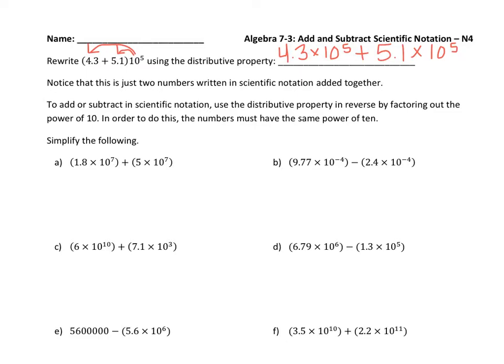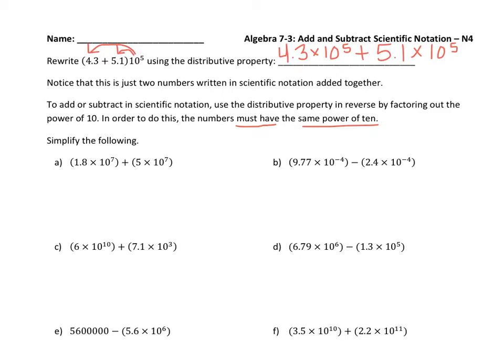To add or subtract in scientific notation, we can use the distributive property in reverse by factoring out the power of 10. In order to do this, the numbers must have the same power of 10. So let's take a look at letter A. Simplify the following. And I'm going to add the instruction right in scientific notation.